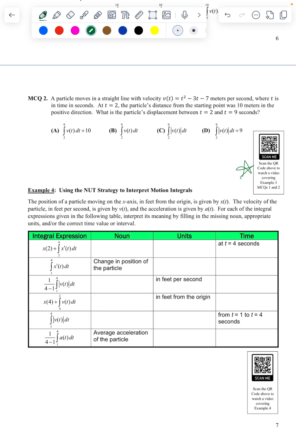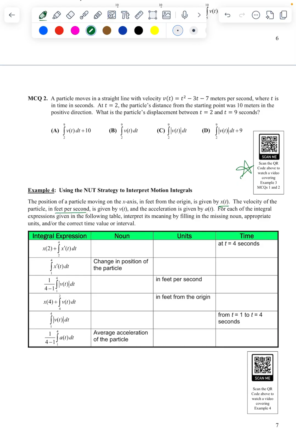So using the NUT strategy to interpret motion integrals. The reason that this is important is because you're always going to be asked to give a reason why. So the position of a particle moving on an x-axis in feet from the origin is given by x of t. The velocity in feet per second is given by v of t and acceleration by a of t. For each of the integral expressions given in the following table, interpret the meaning by filling in the missing parts. So you always need a noun, you need the units, and you need to explain the specific time that this is talking about.